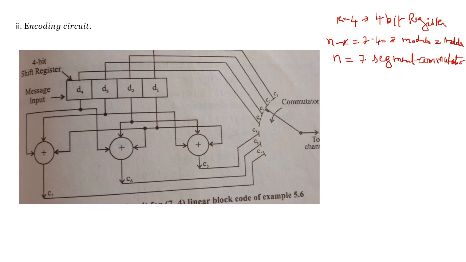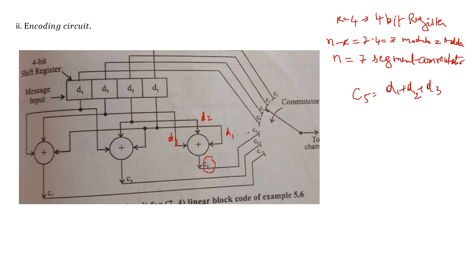So here we know that C1 is equal to D1. So C1 is connected directly to D1, C2 is D2, C3 is D3, C4 is D4 and we know that C5 is given by the equation D1 plus D2 plus D3. So the connections are made accordingly. You are going to add D1 here. Next is D2, that is this element, and the next one is D3, added here to form C5 and it is given to the commutator.